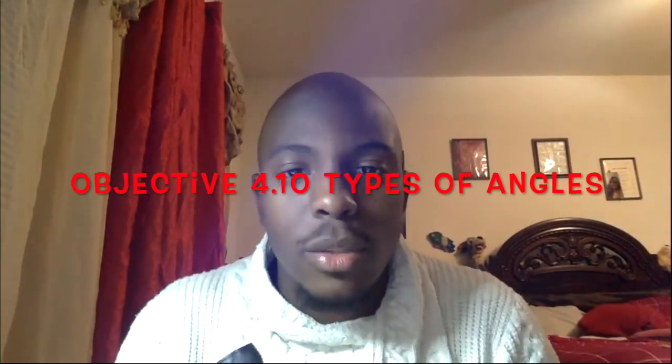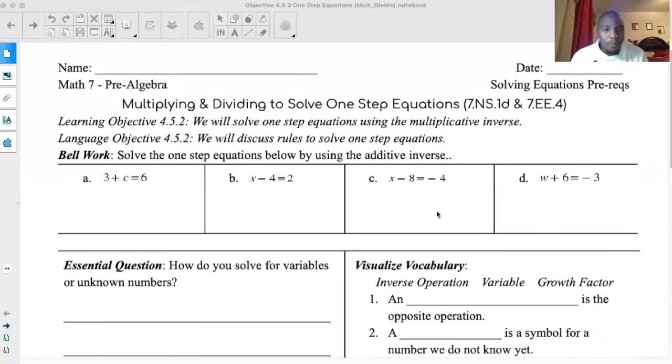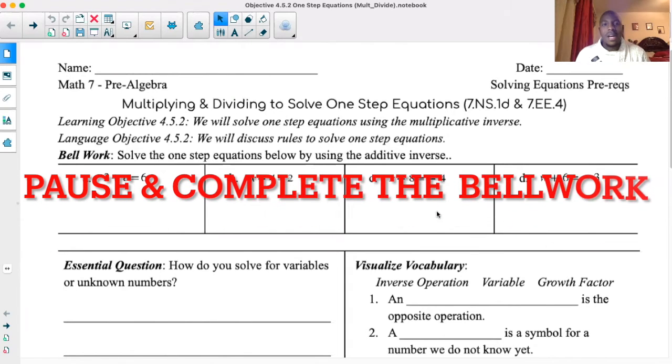I'm very excited to go through the next lesson with you, which is 4.5.2. We'll be covering another concept of one-step equations, specifically multiplying and dividing. As usual, if you have your worksheet with you, please follow along as we first look at the bell work. Take a moment right now, pause the video if you need to, and begin to complete the bell work. There are 4 problems here.